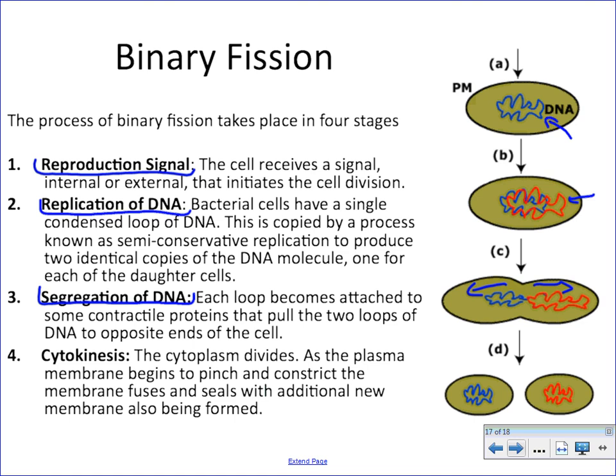And then once the DNA has been separated, the cytoplasm needs to divide, and the cell membrane and cell wall pinch off from each other. This is the last step, referred to as cytokinesis. So the cytoplasm will divide, and as the plasma membrane begins to pinch and constrict, the membrane fuses and seals, with additional new membrane also being formed. And so you end up with 2 daughter cells, which in theory should be exactly the same.